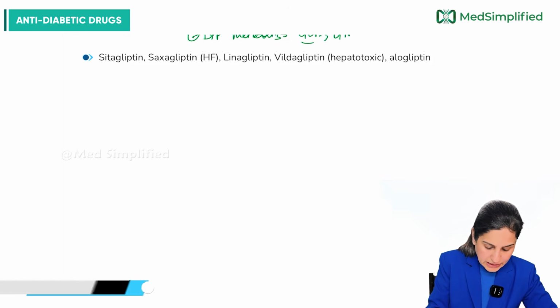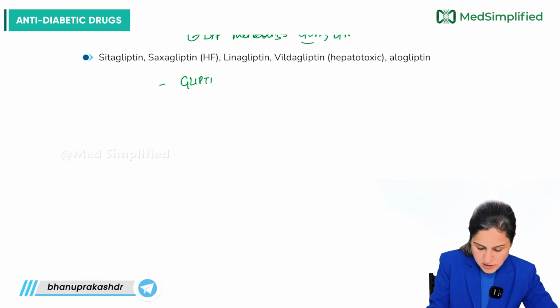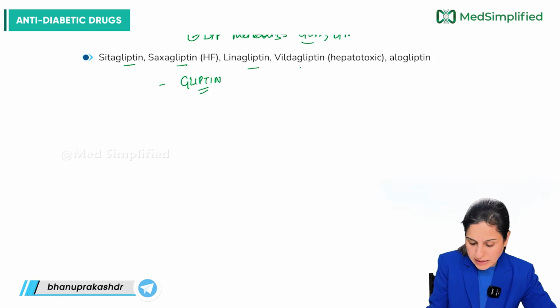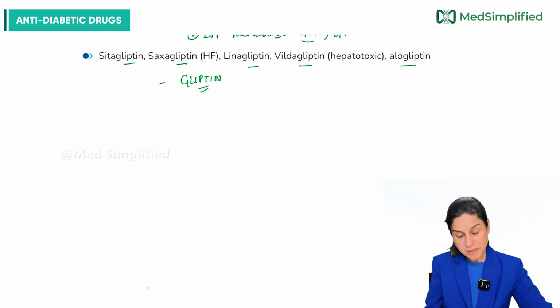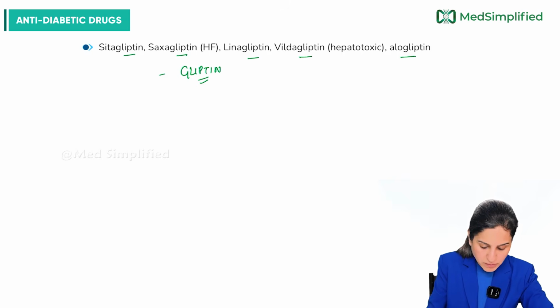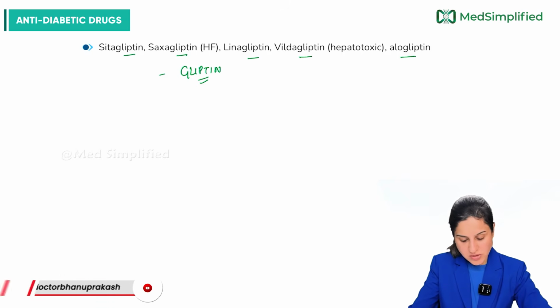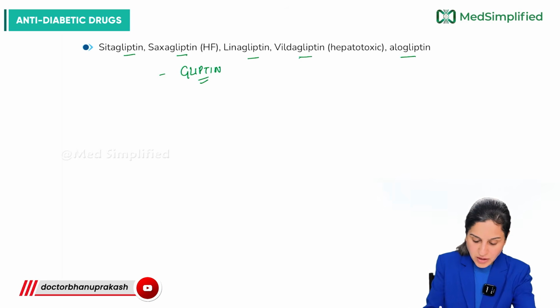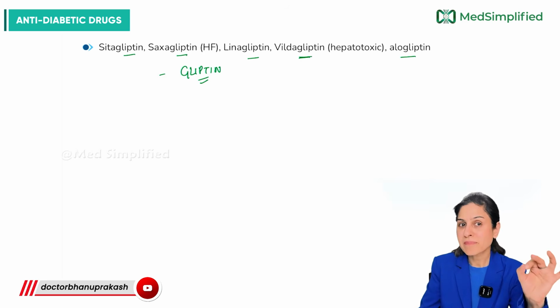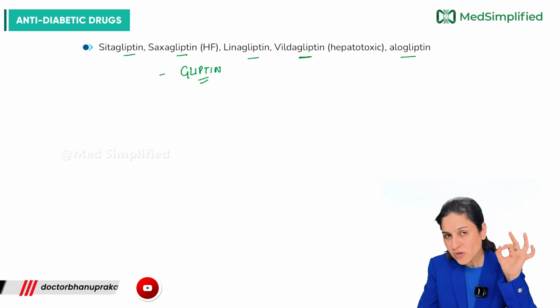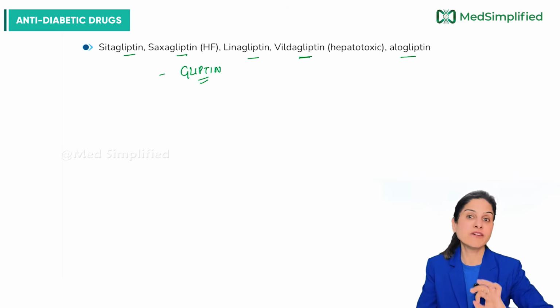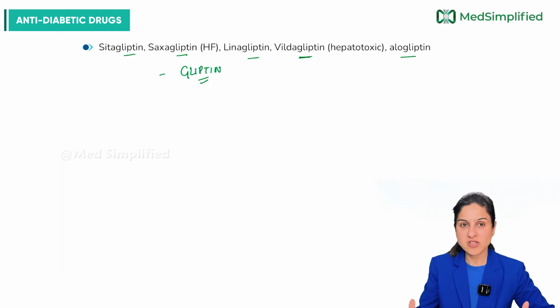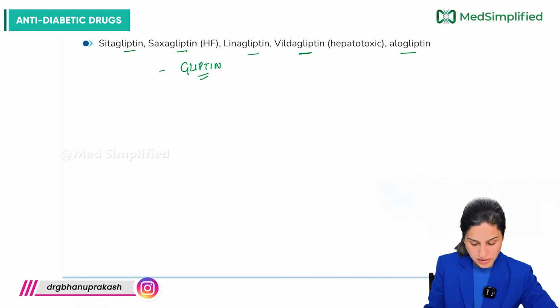The drugs are also called gliptins, right? Because the suffix is gliptin for all these drugs: sitagliptin, saxagliptin, linagliptin, vildagliptin and alogliptin. Remember saxagliptin is not used because it has a higher tendency to cause heart failure. Vildagliptin was banned because it was hepatotoxic. All of these drugs also have to be monitored with liver function tests while the patient is on any of them.